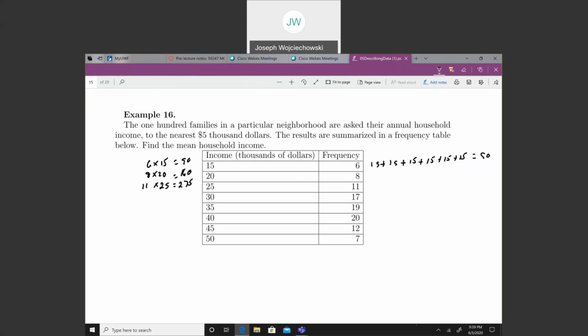Here I have 17 times 30, which is 510. Here I have 19 times 35, which is 665. Here I have 20 times 40, which is 800. Here I have 12 times 45, which is what, 450 plus 90, or 540. And here I have 7 times 50, which is 350. And then I need to add all those up.